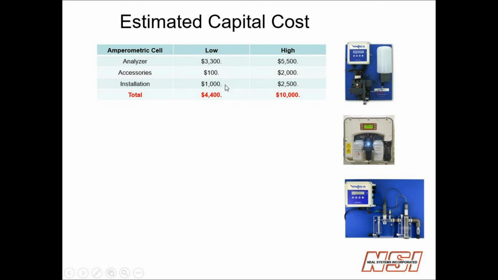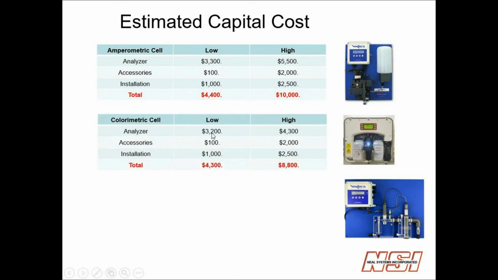Installation can be anywhere from $1,000 to $2,500, and some of that depends on your sample point. You need to have, obviously, water flowing to this analyzer, and so you may have to have a sample pump. You may have to run tubing or piping, and is it going to tie into your SCADA? So there's costs associated with all that, anywhere from $1,000 to $2,500. So for this amperometric cell analyzer, anywhere from $4,500 to $10,000 for that analyzer installed.